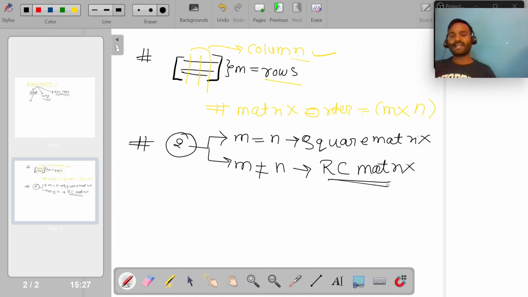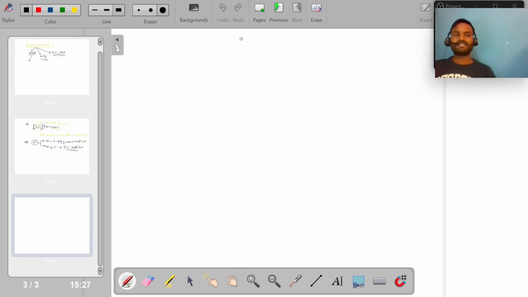RC stands for rectangular matrix. In this matrix, m and n are not equal. If we take an example, let's say we have a matrix like 1 2 3, 3 2 1.